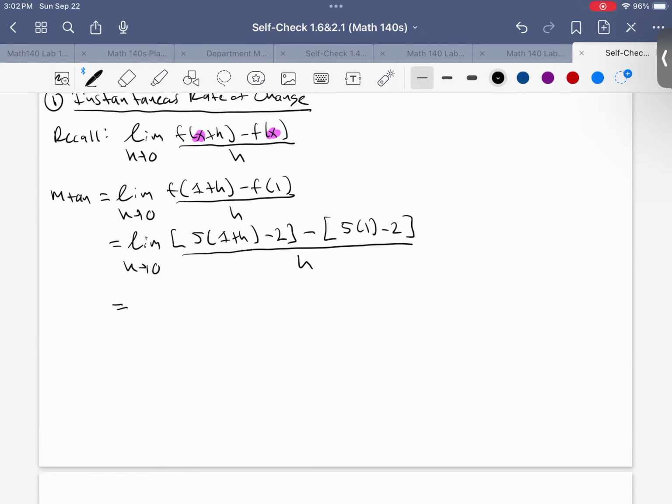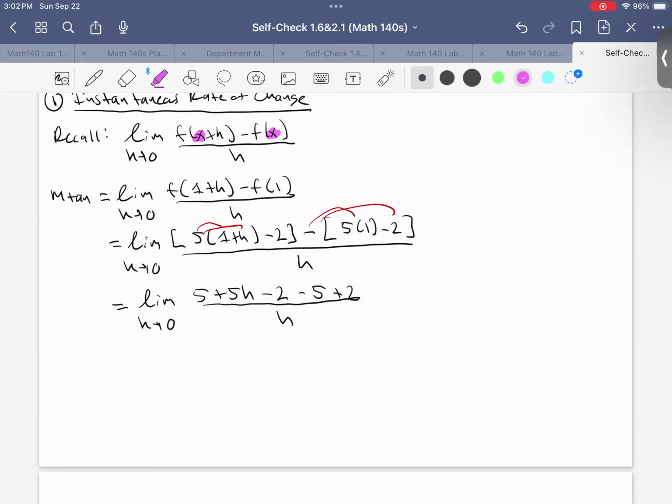Okay, so if you distribute this guy there, that guy there, distributing the negative here, right? You end up getting the limit as h goes to 0 of 5 plus 5h minus 2 minus 5 plus 2, all over h. All right, so then you start to see some things cancel out. So this 5 cancels out with that negative 5, negative 2 cancels out with 2.